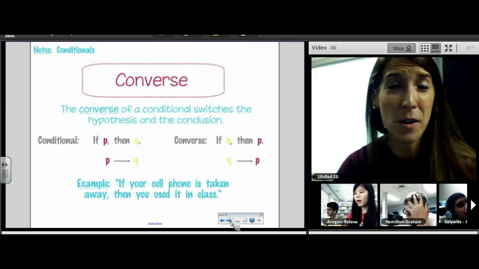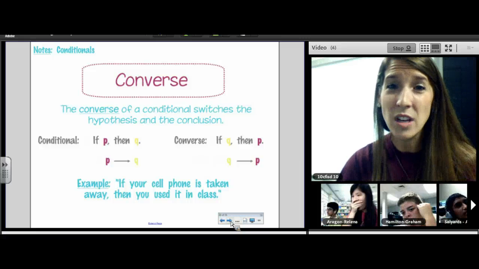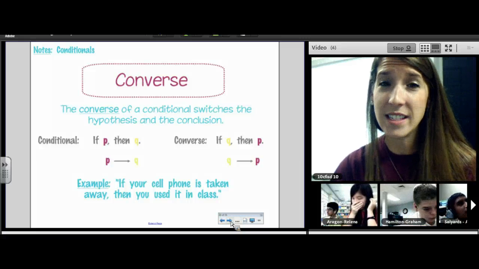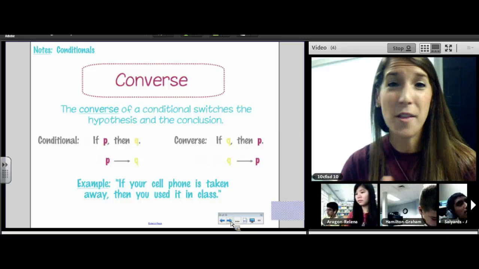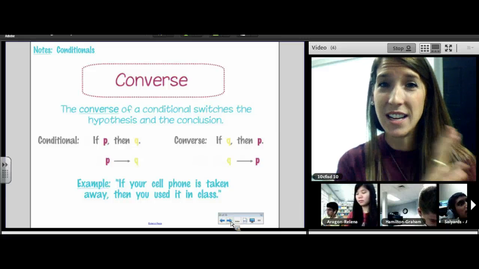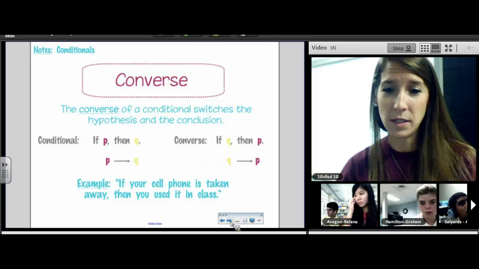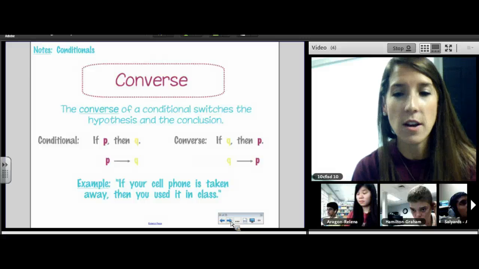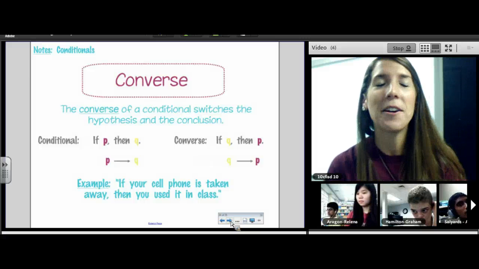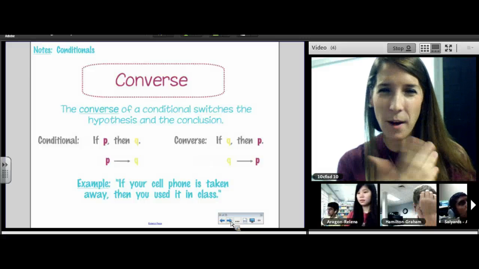Converse. I'm going to throw a lot of words at you, and I'm going to expect you to go home over the weekend and look at these a little bit more because I'm going to go quickly, okay? Converse is another C word. We have lots of C words. Conditional, converse. I'll give you some more in a minute. Contrapositive, counterexample. A converse, when you hear that, I want you to think reverse because they almost kind of rhyme.